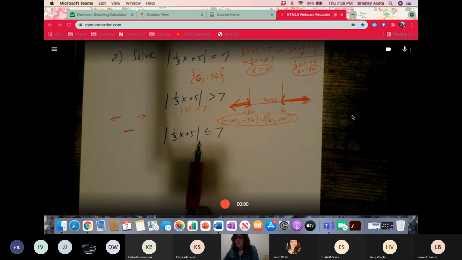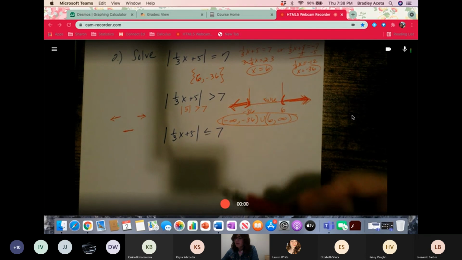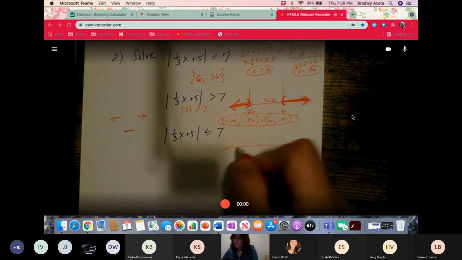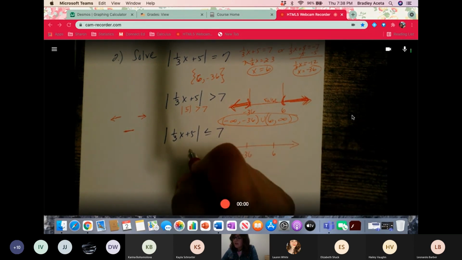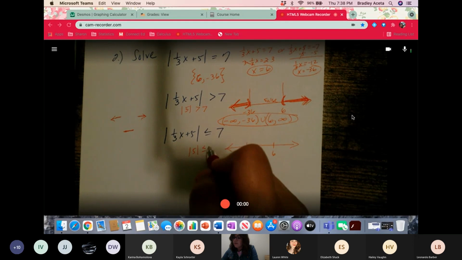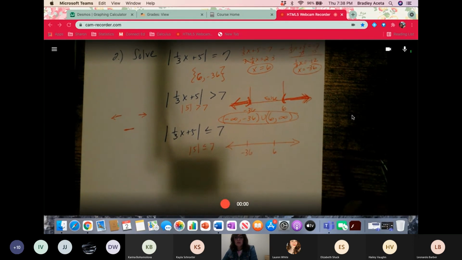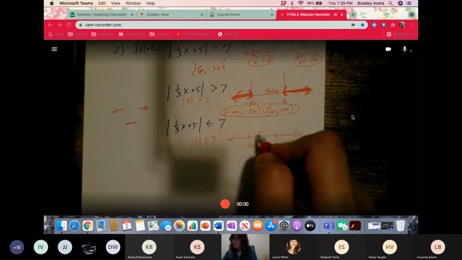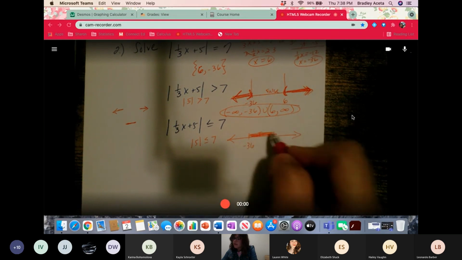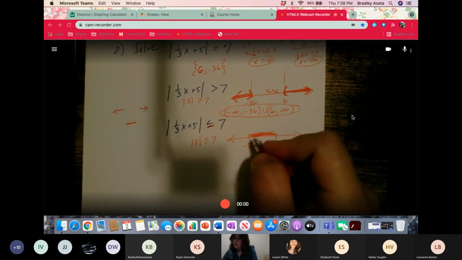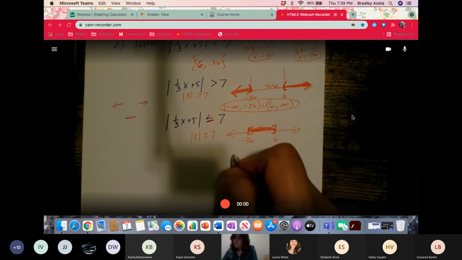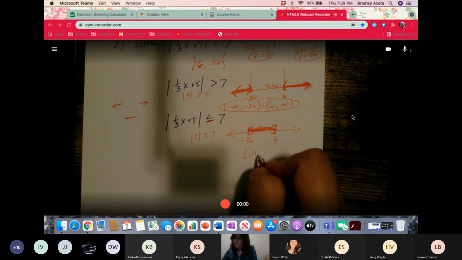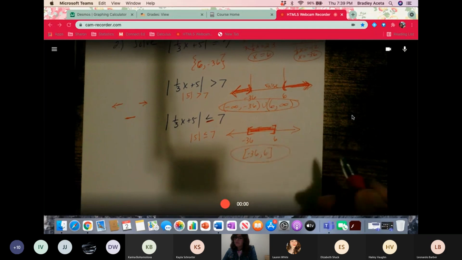So then obviously, what would that mean about this one with the less than? I still would have these boundaries of negative 36 and 6. And again, if I tested 0, I would now get the absolute value of 5. Is that less than or equal to 7? It sure is. So this is now true. So this is where I shade. Because this has an equal sign, I'm going to put a bracket. So my answer is from negative 36 to 6.